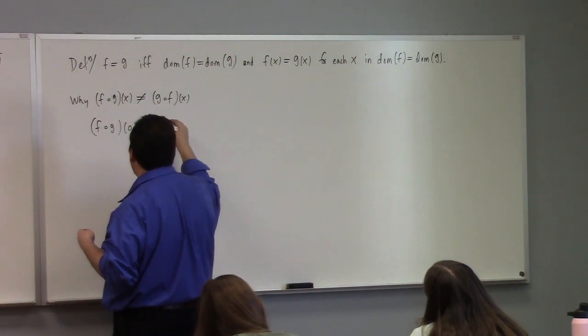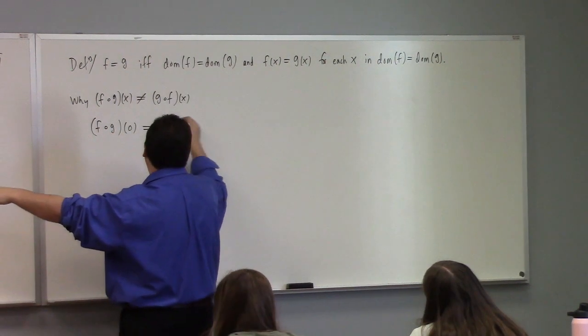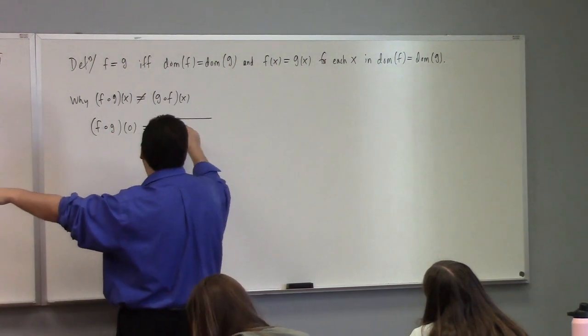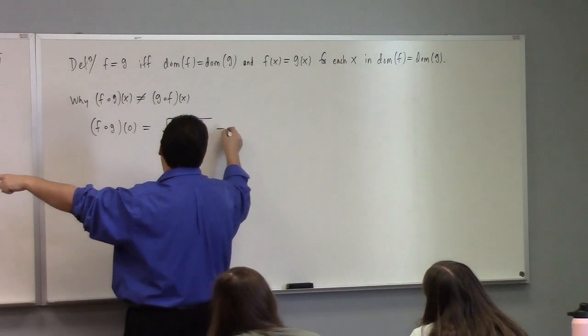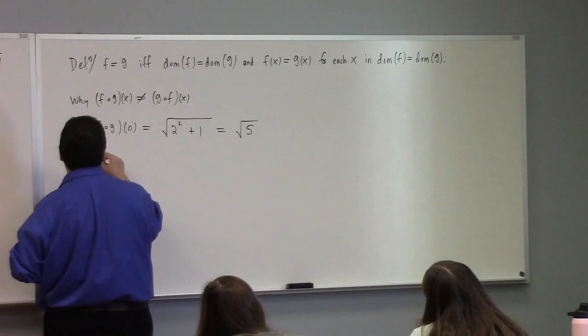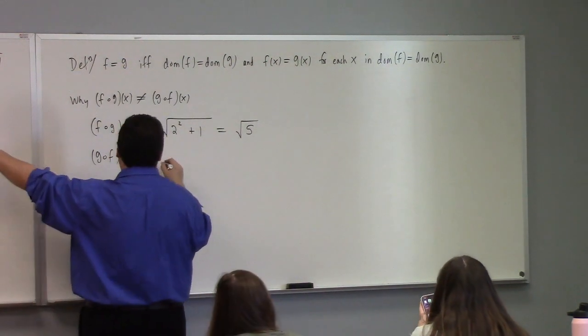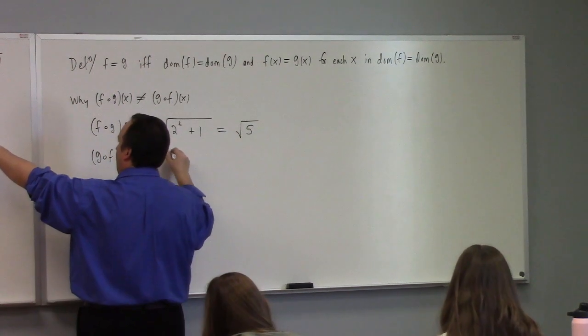f composed with g of 0 is what? We plug 0 into that, right? So square root of 2 squared is 4, plus 1, square root of 5, right? What's g composed with f of 0? That would be 0 plus 1 squared plus 3.